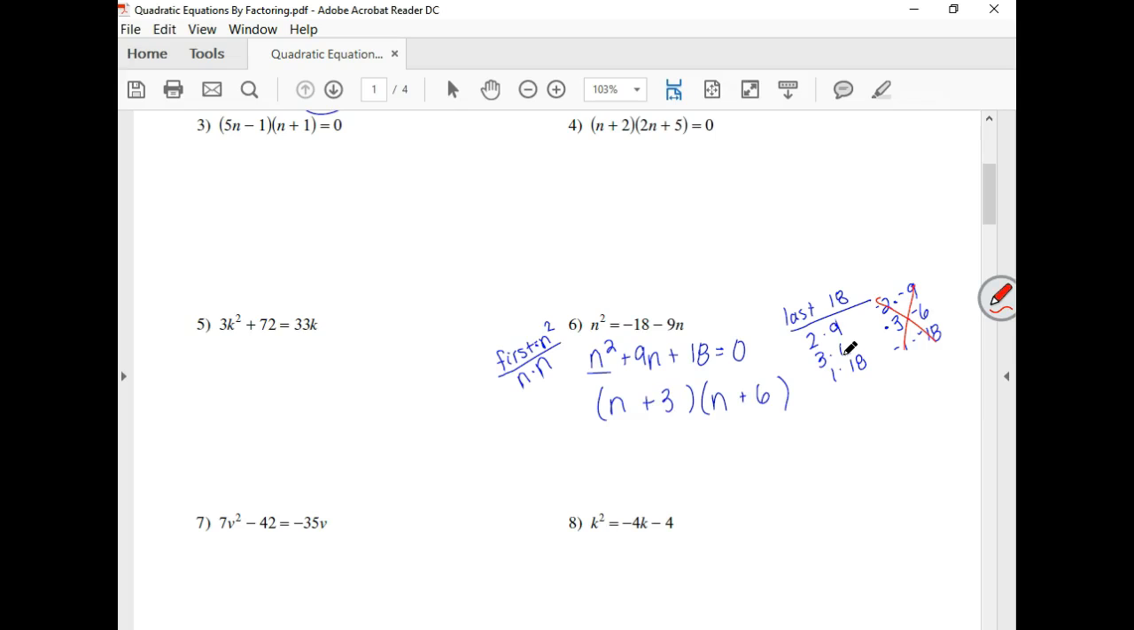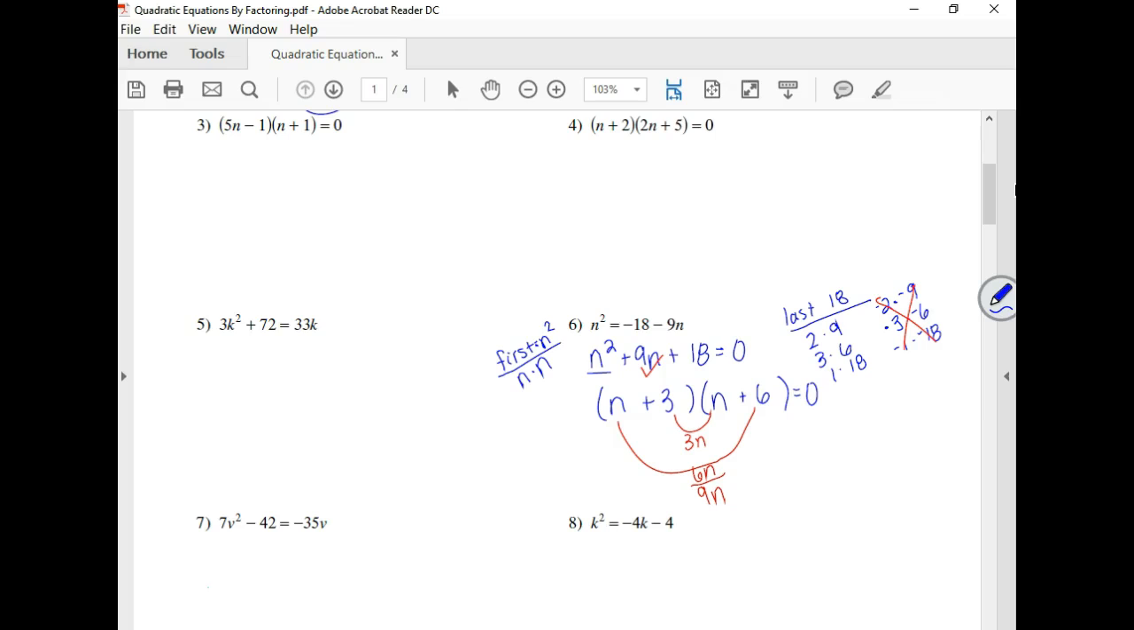And you always want to check your work. The first term should work. n times n should give you n squared. 3 times 6 should give you 18. But then you also want to check your inner terms, 3n, and your outer terms, 6n. When you add those together, you get 9n. So we see that that does in fact match the 9n that we had up here. So we now have this factored.